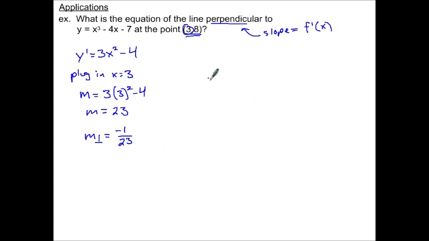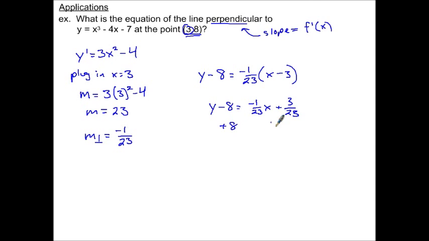Okay, that being said, now I want the equation. So in my equation, I can go to point slope form because I do have a point and I do have my slope. So now I'm talking y minus 8 equals icky fraction x minus 3, and we'll just kind of clean this guy up until the y is by itself. So a negative 1/23 x plus 3/23. Yuck. And of course we'll just add 8 to both sides here.